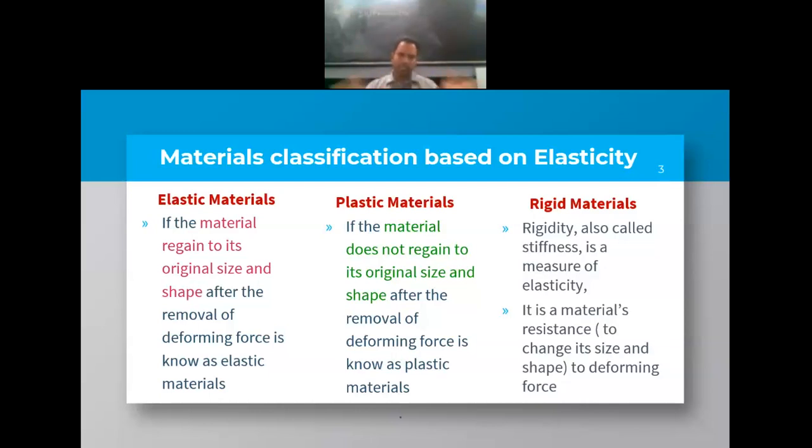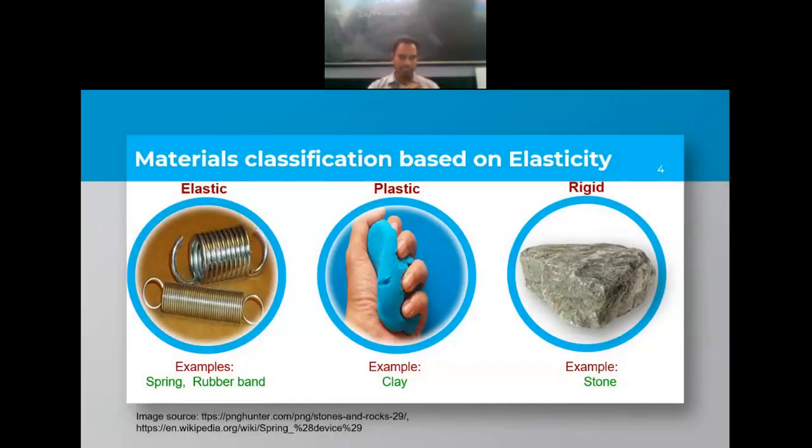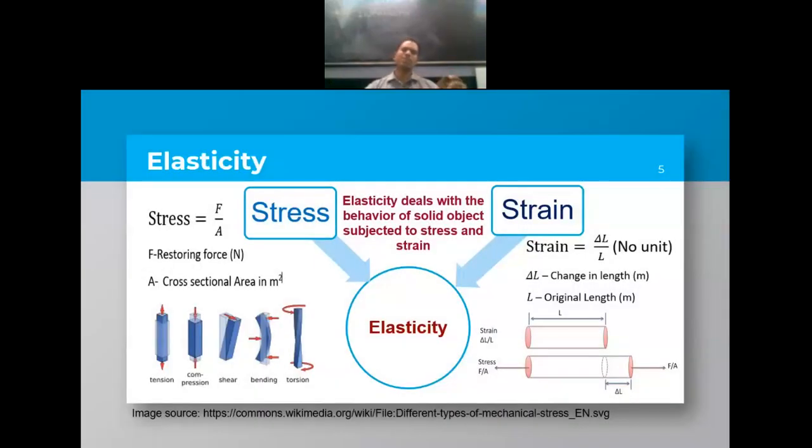When it comes to rigid materials, stiffness is also one kind of elasticity. For example, a stone: if I apply a force, it is not going to change its size and shape. If the force is enough, it will break into two pieces. It won't get deformed. So that is what we call a rigid material. These are examples of different materials: elastic, a spring, a rubber band; plastic materials like clay; and rigid material, that's stone. If you apply a force to a stone, it doesn't change its dimensions, but the other two change their dimensions.